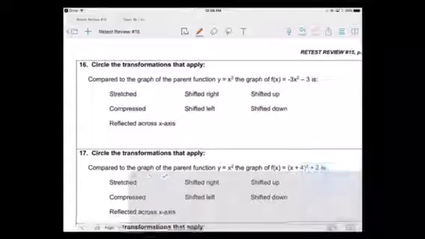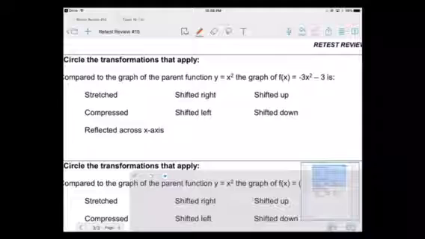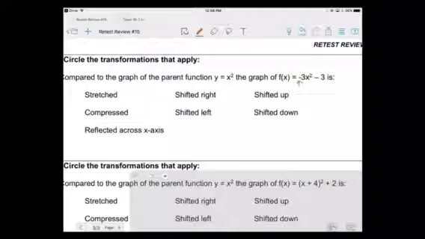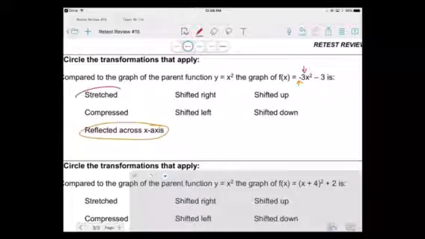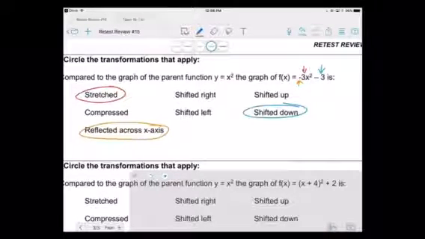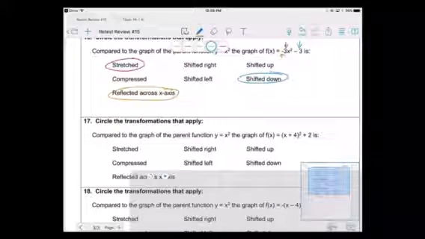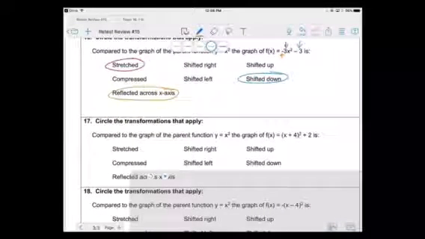Compared to the parent function, x squared, so the negative is going to reflect. The 3 is going to stretch or make it skinny. And the minus 3 is going to shift it down. It will not go to the left or right because I do not have parentheses.